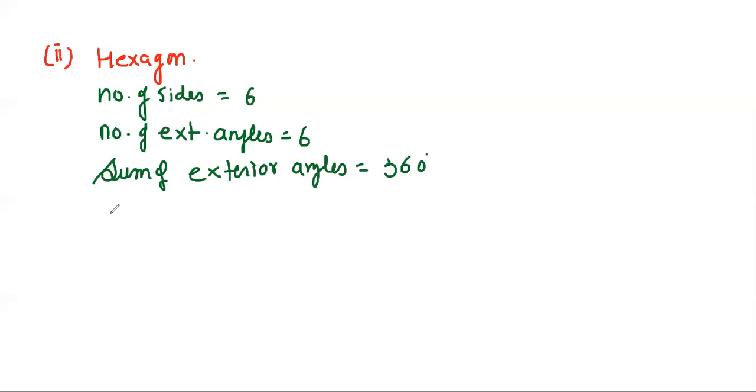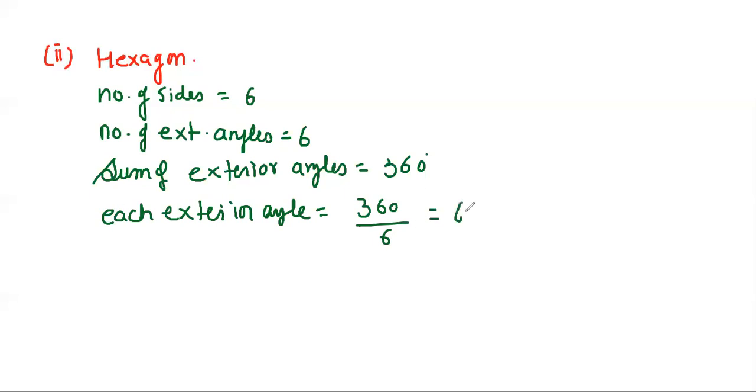Now, if I want to find each exterior angle, each exterior angle is of what measure? Each exterior angle is 360 upon the number of sides. So the number of sides this time is 6. What would this be if I divide 360 by 6? 60, right? I may write this as 60 degrees.